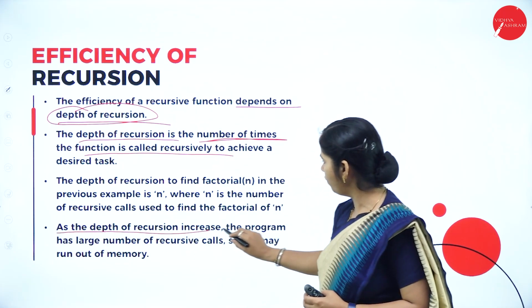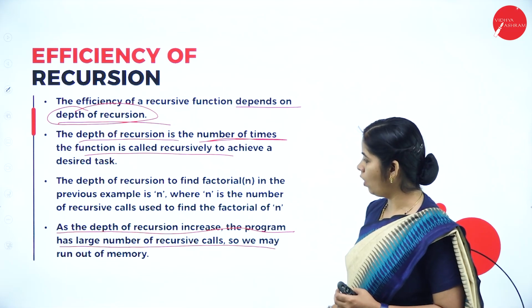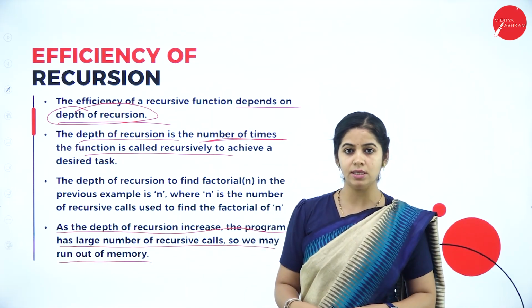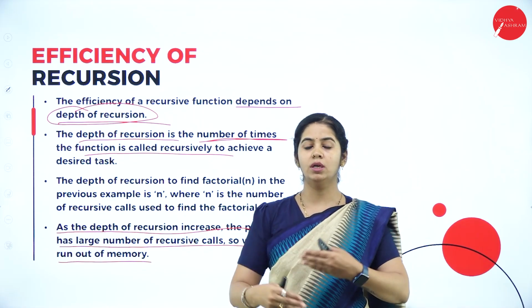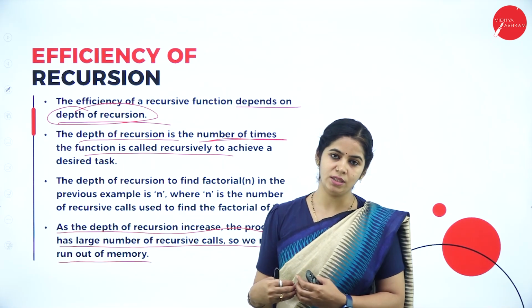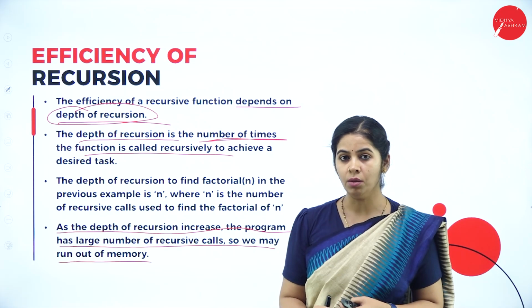As the depth of recursion increases, the program has a large number of recursive calls. We may run out of the memory. As depth increases, how many times the recursive function calls itself, that many memory blocks have to be allocated for the recursive function. So, it's saying that we may run out of the memory.